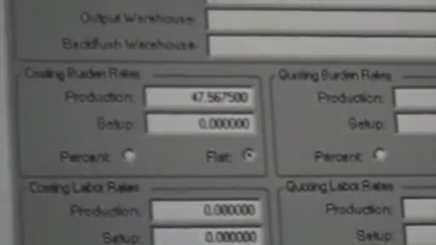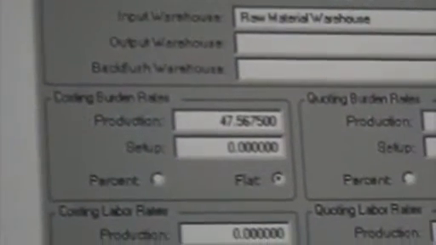Let's go back to the resource group. This is where our burden is, and that's a calculation based on... We had to do the multiplication and enter the $47.56, instead of keying in a code and calculating for you.